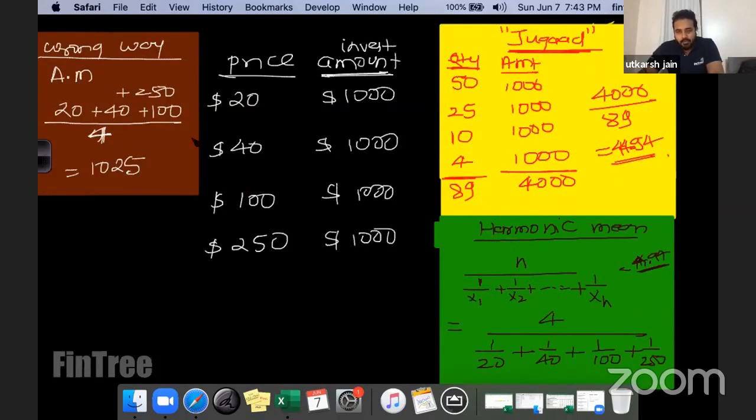So how do we know we had to use the harmonic mean here? Typically, the way you want to think of this is, if you're going to invest a constant amount every month, every year, what was the constant amount here? $1,000, right? So if you are going to invest a constant amount every month, then the mean you want to use in that kind of context is the harmonic mean, because that's going to get you the correct average that you need.